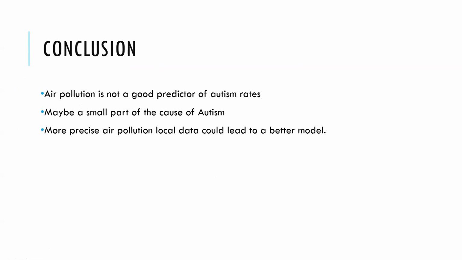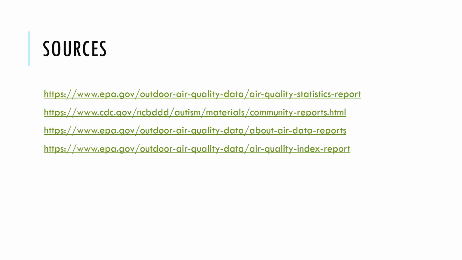So in conclusion, air pollution is not a good predictor of autism rates, which isn't surprising because they think autism is caused by a lot of different factors. And maybe if you looked at air pollution and hormones or just a bunch of different factors, that would probably be a better predictor for a model. And this is just my sources.